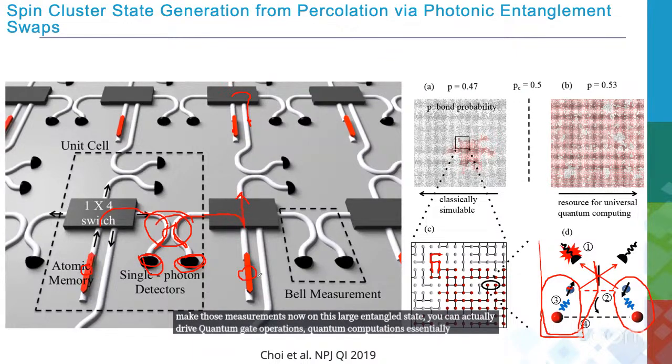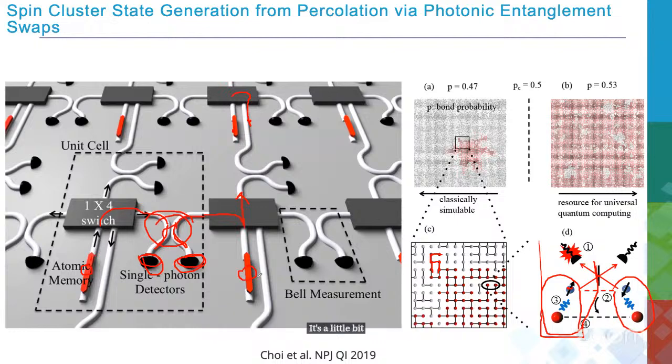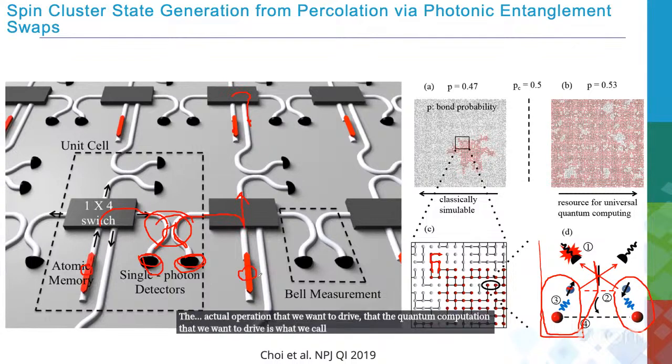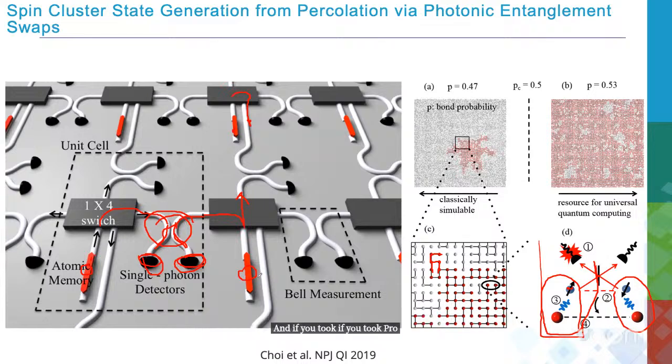And in the context of quantum networking, it's a little bit weird, but the actual operation that we want to drive, the quantum computation that we want to drive, is what we call entanglement distillation. And if you took Professor Guha's course earlier this week, I'm sure he would have talked about entanglement distillation. But essentially, entanglement distillation is the following.